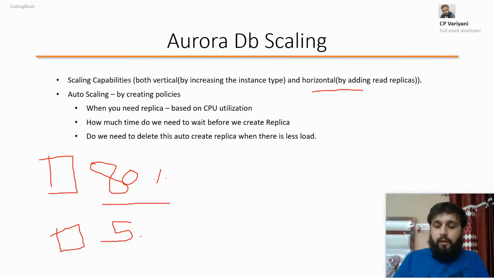It's not like at 10:55 the CPU utilization exceeds 80% and you just create a replica. Of course, you want to wait for a couple of seconds or maybe a couple of minutes, right? So you have written in the policy that if the CPU utilization of your master instance exceeds 80% for a continuous 5 minutes or more, then you create the read replica. So then one read replica would be automatically created.